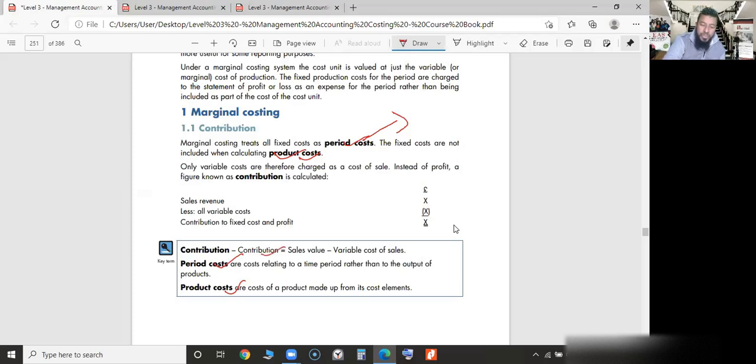And the marginal contribution approach, you already know, very simple but important: sales less variable cost is your contribution. Of that, when you take away fixed cost, FC, you get profit for the year. That is the marginal costing approach.